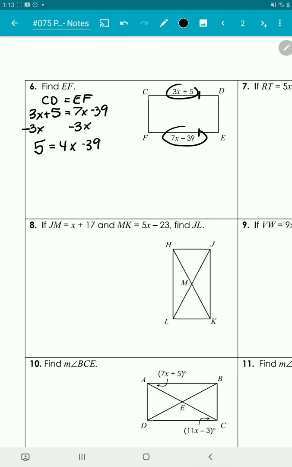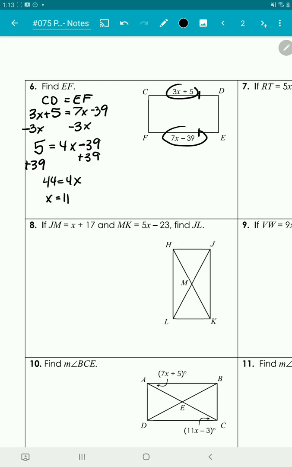Okay, minus 39, then we're going to add the 39 to the other side, so we have all the x's on one side, and all the ones without x, the constants, on the other. That gives me 44 equals 4x. So x is equal to 11.